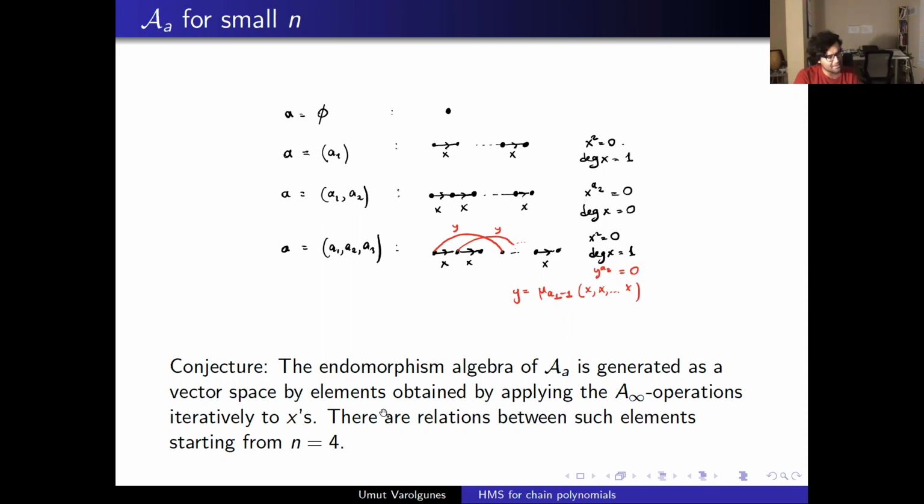But of course, another possible complication, which I think actually happens, is that you might obtain the same element in different ways. You might be able to put x's in some combination of these A infinity products in two different ways, which leads to the same element. I think that also starts happening when n is equal to 4. Like here, for example, you have x, and the only other morphism is y, and y is obtained by taking this non-trivial A infinity product and inputting x only.